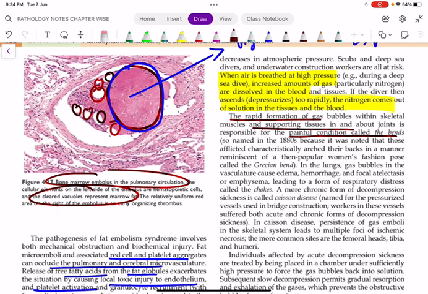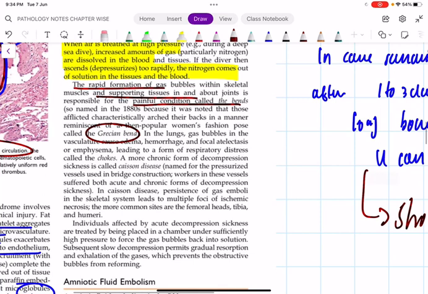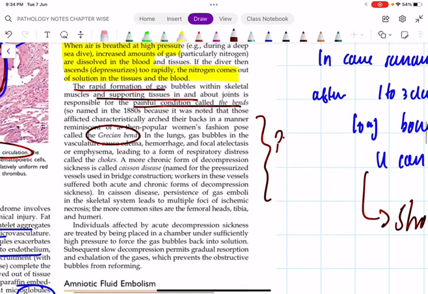Why is it called the bends? Because of the characteristic pose, the Grecian bend, which occurs because of the severe pain. In lungs, this was the question they have asked: what are the pathological findings in Bends disease?